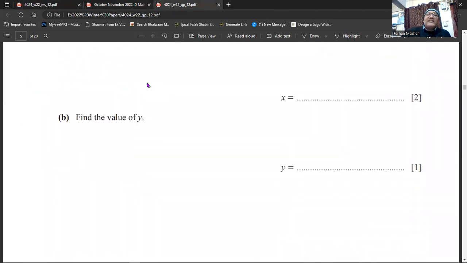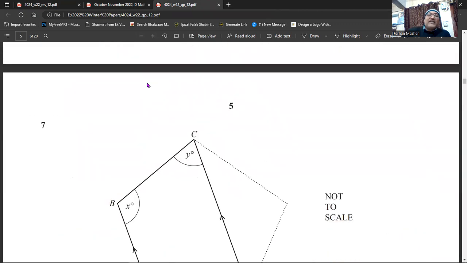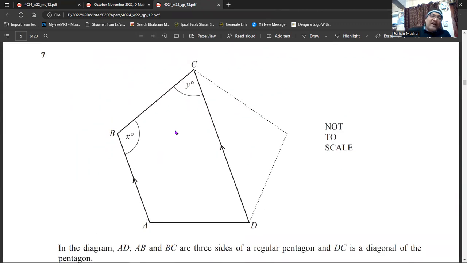Then their question is find the value of the y. That's a 1 mark question. And question number 7, B part, they want me to find out the value of the y. You can see this side, they are parallel to each other. So, and this is the transverse line. This angle x and this angle y, they are the allied angles of the parallel line.